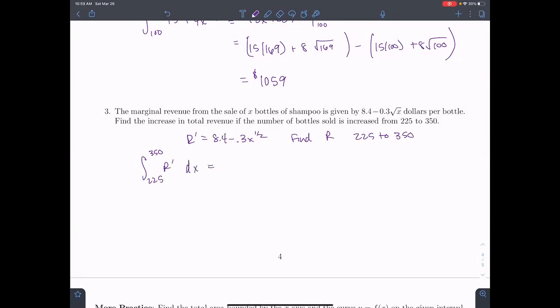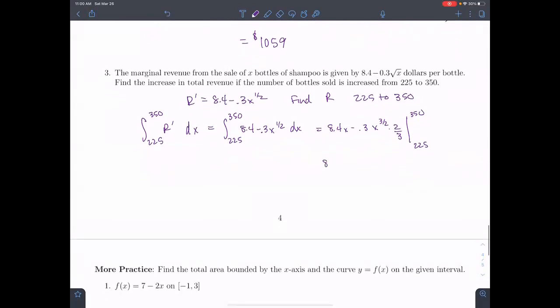So we have the integral from 225 to 350 of 8.4 minus 3.3 x to the 1/2 dx. That's 8.4x minus 0.3 times x to the 3/2 times 2/3. Evaluate it from 225 to 350.